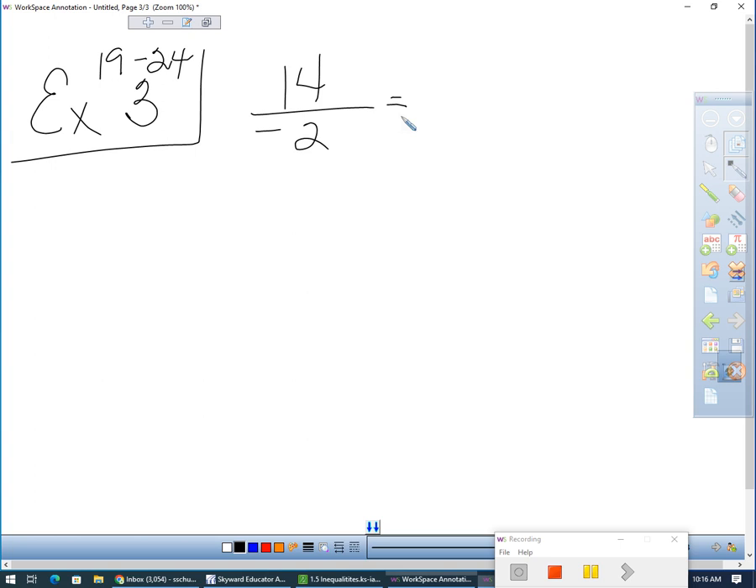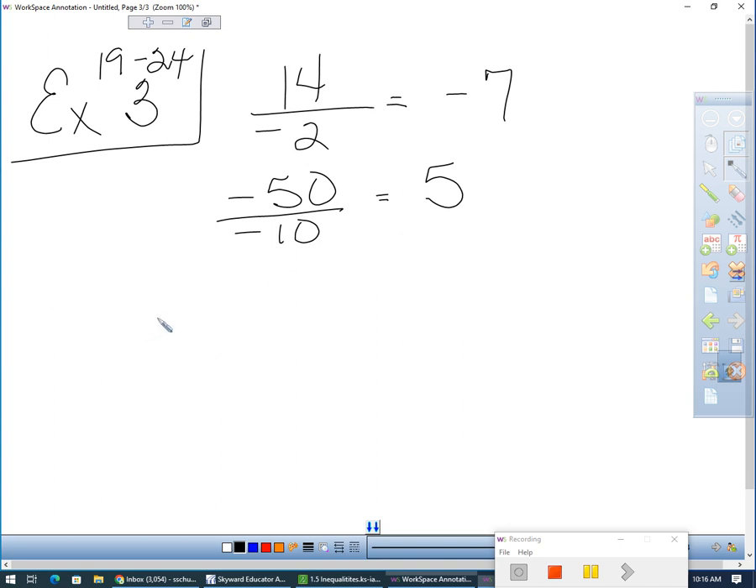Positive divided by a negative is a negative, and 14 divided by 2? Good. All right, let's say I have negative 50 divided by negative 10. Negative divided by a negative is a, and 50 divided by 10. Now let's have some fun. You ready?